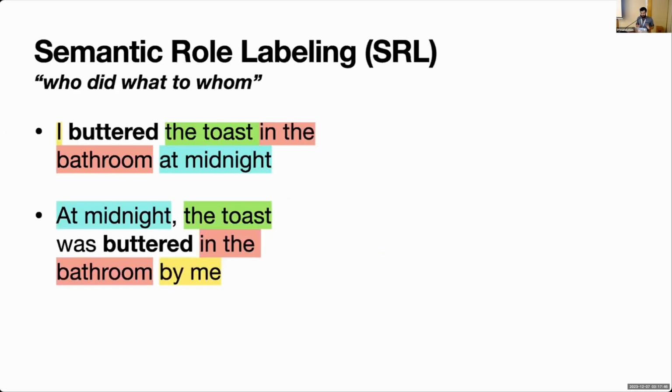So what is SRL? For those who are not old enough, because nobody's doing this anymore. Say I have a sentence like, I buttered the toast in the bathroom at midnight. We say that there's an event happening there denoted by the verb, and that there are some participants in that event. And even if you say it differently, like, at midnight, the toast was buttered in the bathroom by me, bonus points if you know who this example is from.